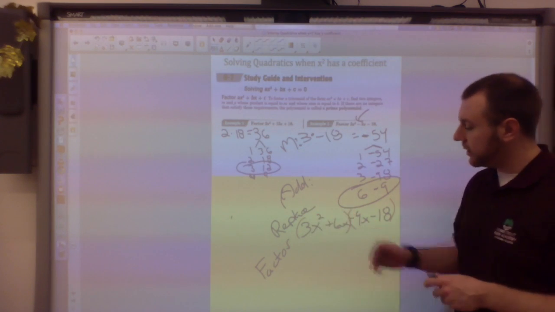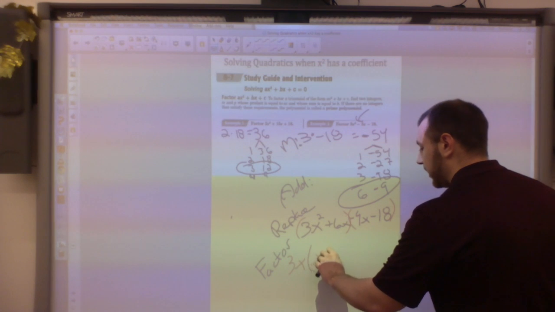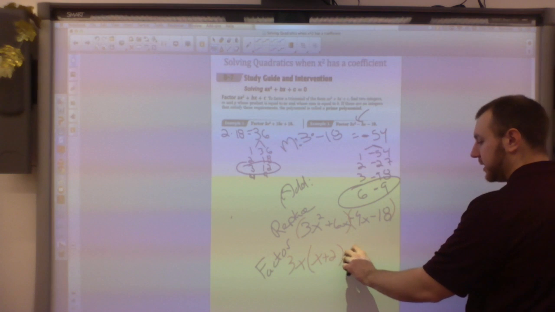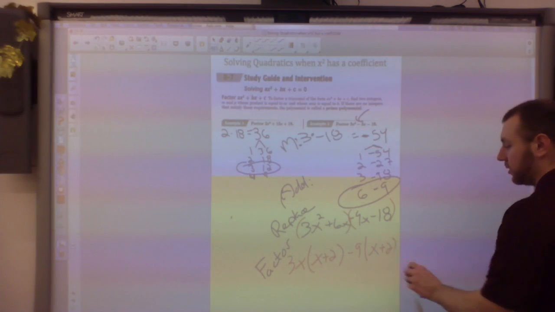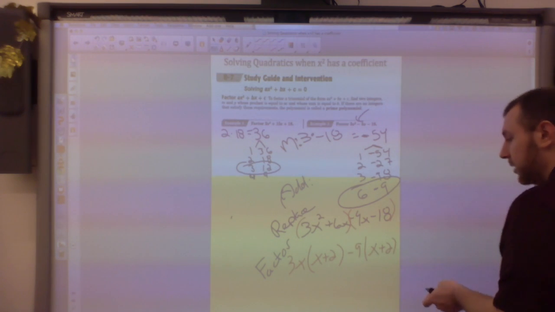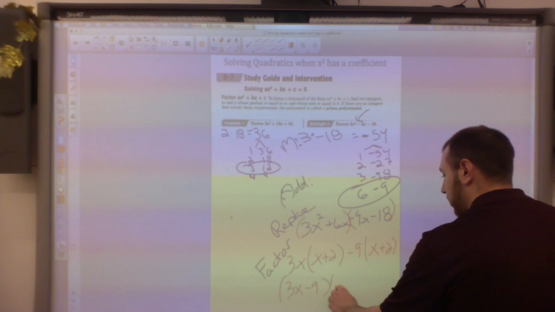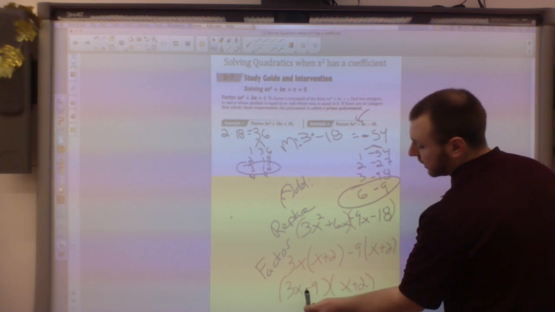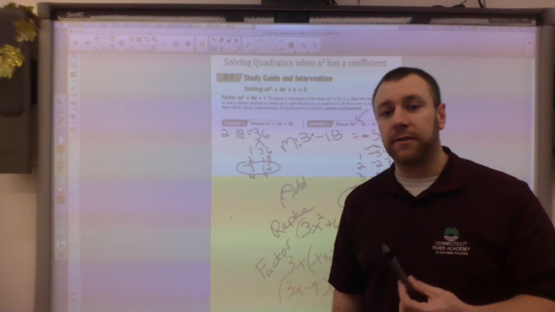What's common in these? Well, a 3x. What's left? x plus 2. What's common here? A -9. Now you've got x plus 2, because remember, when I factor out a negative, both those signs change. So really, when I factor this out, it comes out to be 3x minus 9 times x plus 2. Alright, so that's how I factored that out.